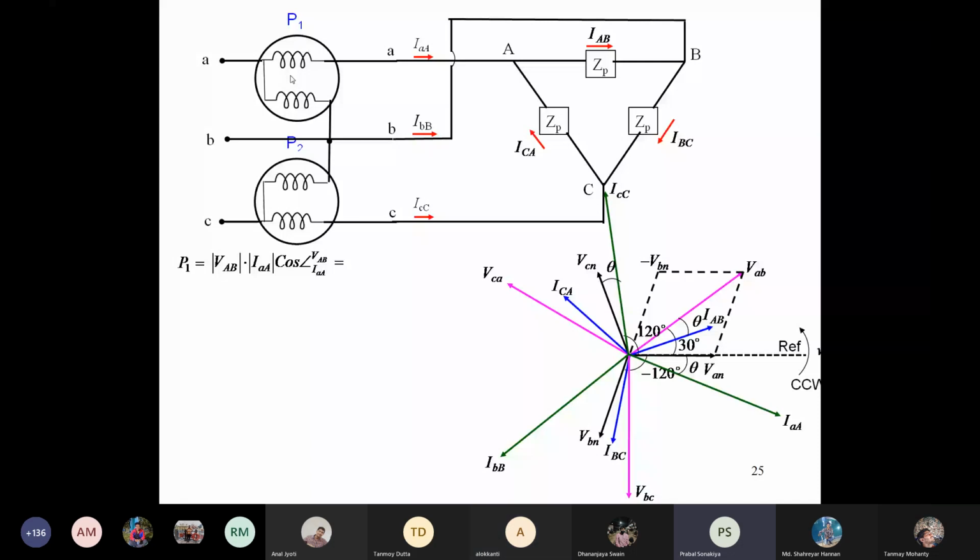Sir, what do the individual readings represent then? One represents one wattmeter reading, the second represents another wattmeter reading. Both together are the combined power consumed by the load.